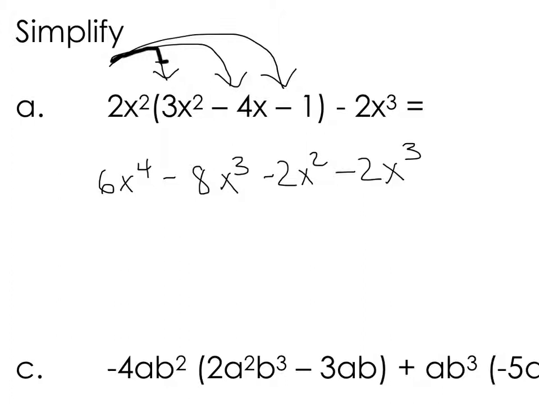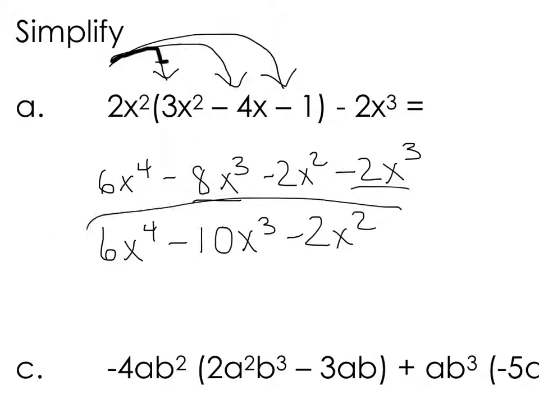Now, at this point, there is something else you can do because you have like terms. Your 6x to the fourth is your highest degree term, minus 8x cubed minus 2x cubed, minus 10x cubed, minus 2x squared. Now, that's your final answer.